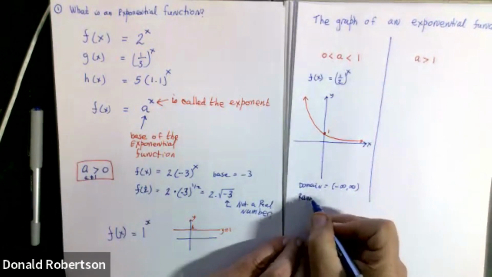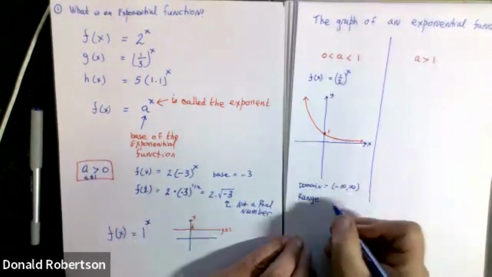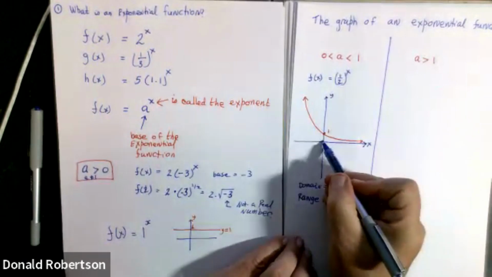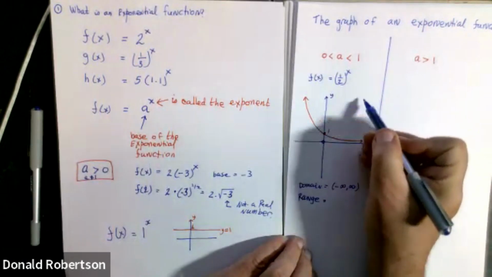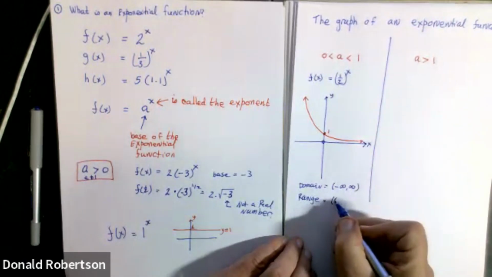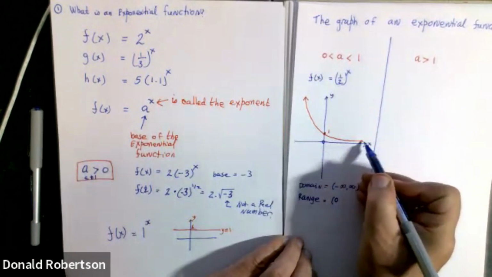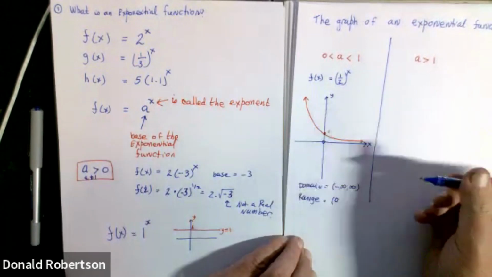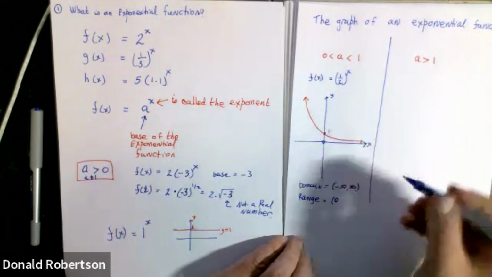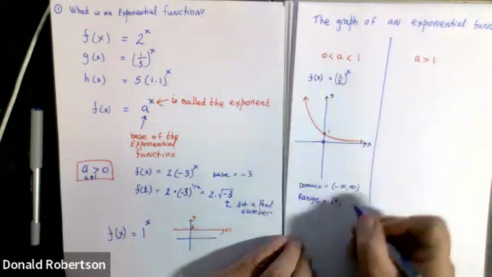The range, right, the range of answers, the range of y values, 0 and anything above, but you never get to 0, because this curve gets closer and closer to the x-axis, which is a y value of 0, but never quite gets there. But it does climb upwards.